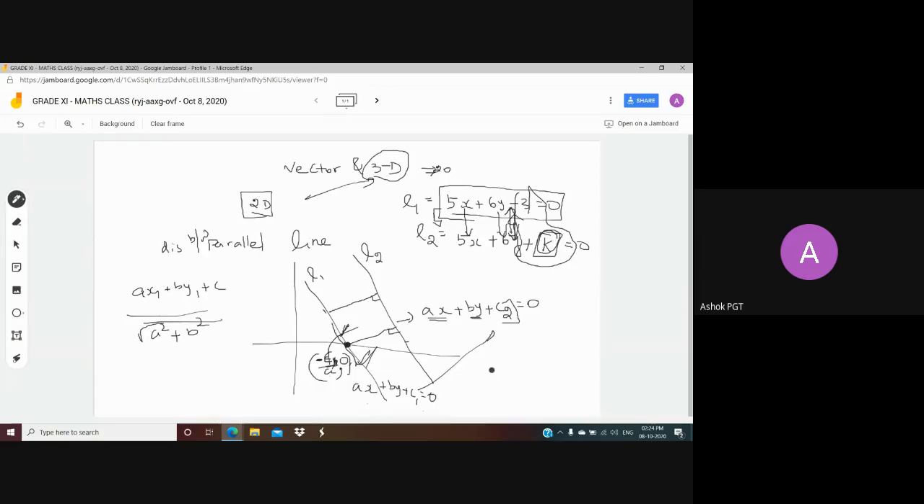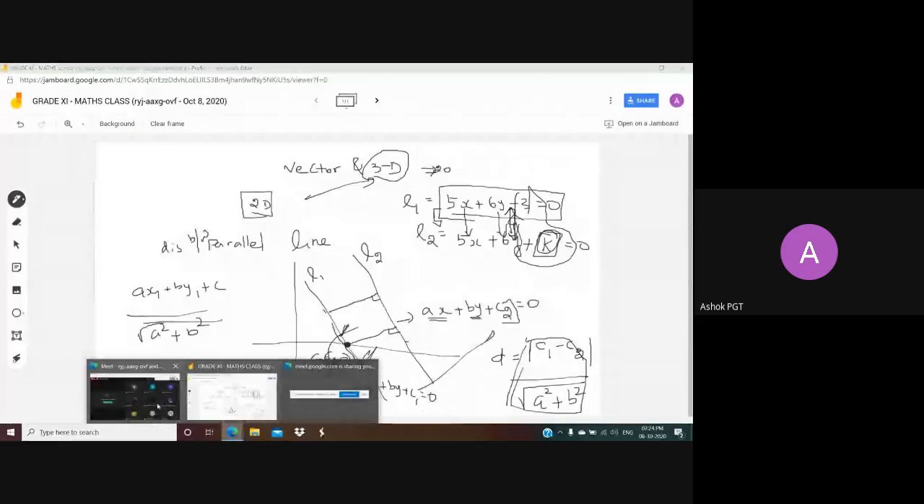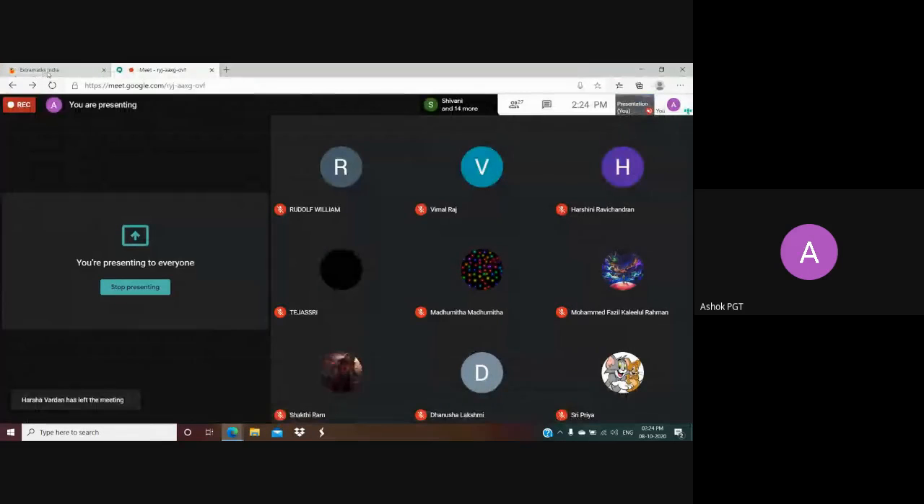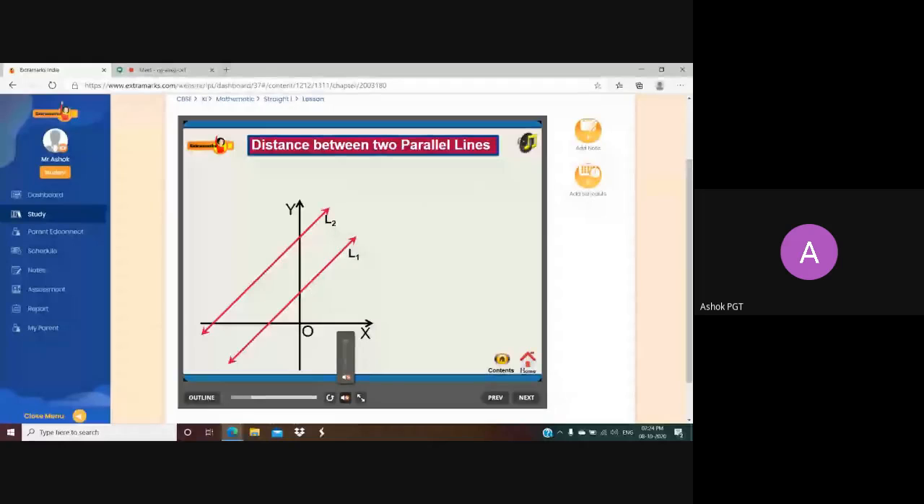Now I write the final formula directly. Students, the distance between two parallel lines is the modulus of c1 minus c2 divided by root over a square plus b square. We will watch a video related to this, and then in the next class we will start solving problems related to the concepts we learned.